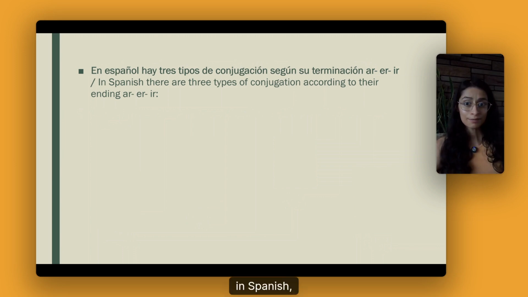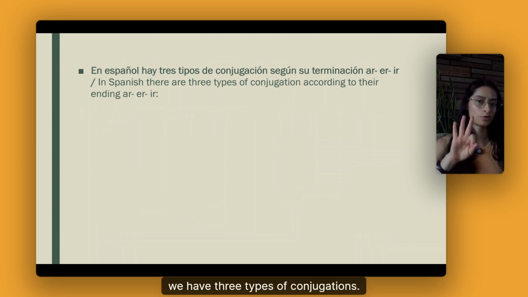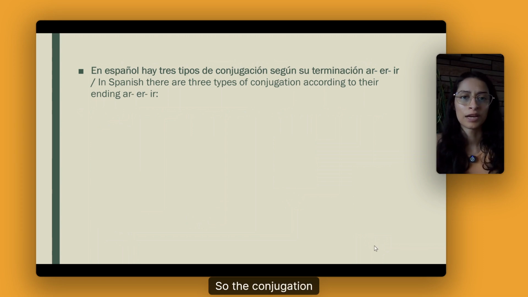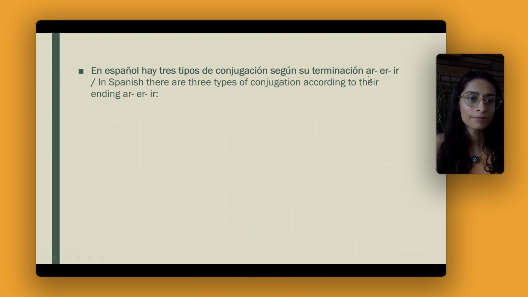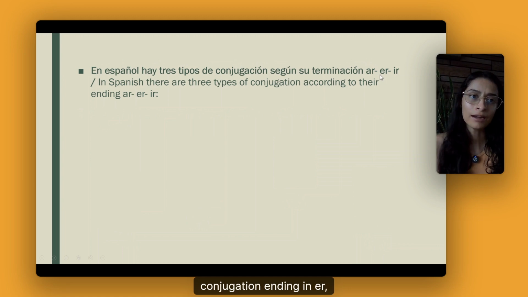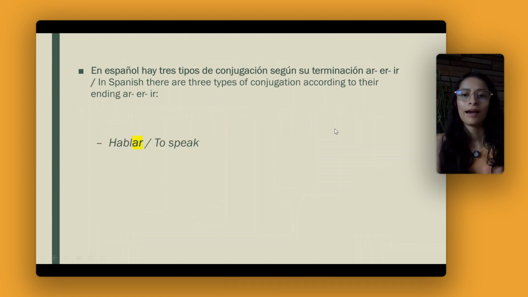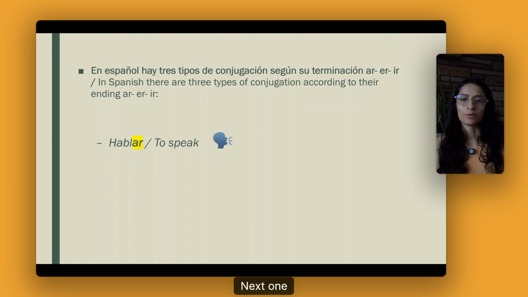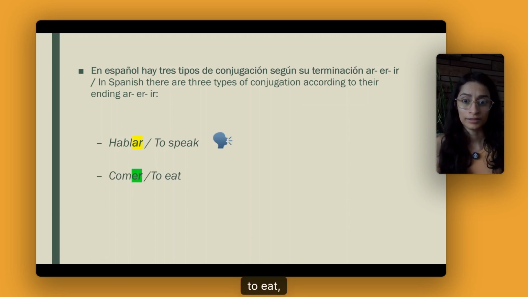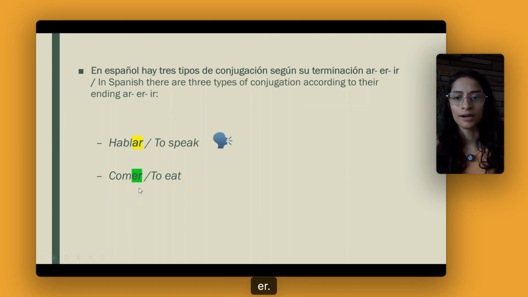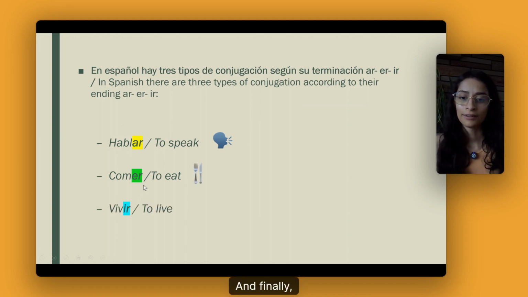Now, you ready to learn conjugation? So, in Spanish, we have 3 types of conjugations. The conjugation ending in ar, conjugation ending in er, and conjugation ending in ir. So let's see. Hablar, to speak. As you can see, it ends in ar. Next one. Comer, to eat, ending in er. And finally, vivir, to live, conjugation ending in ir.